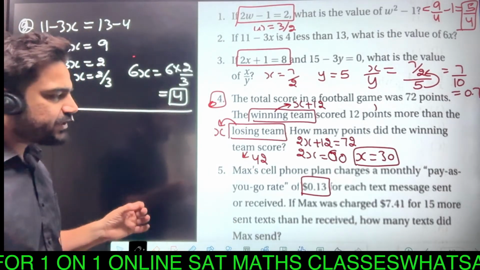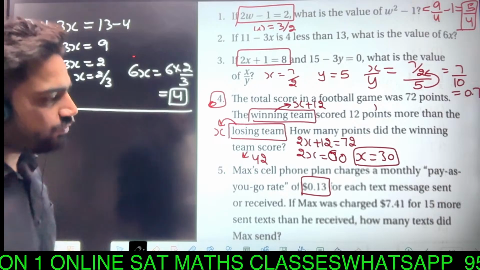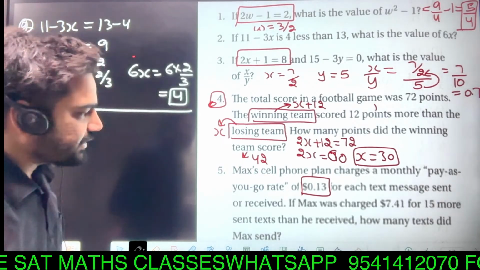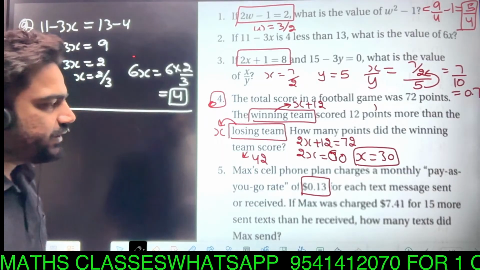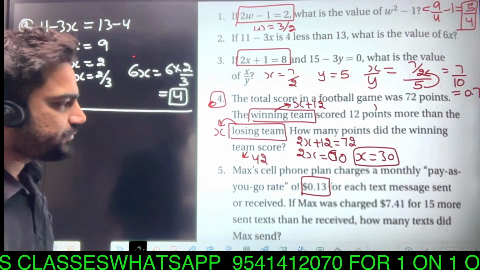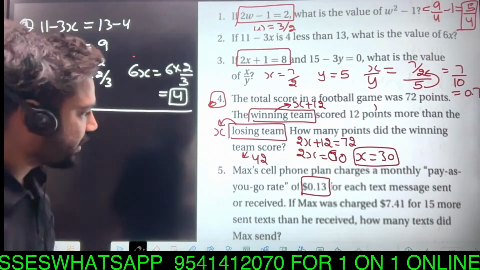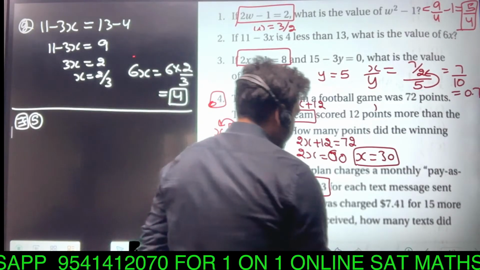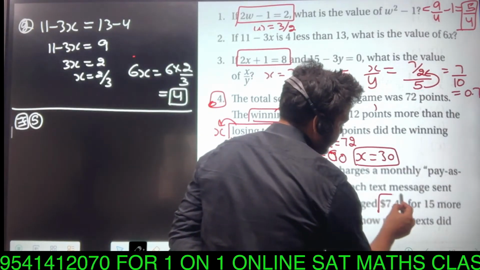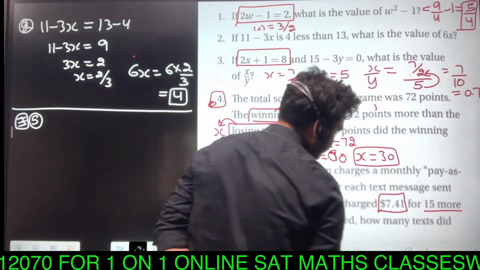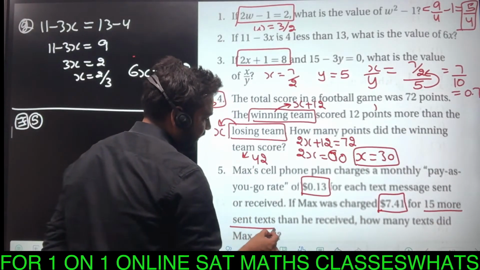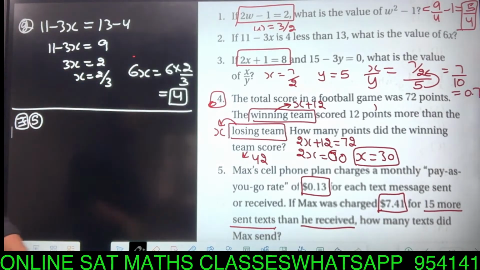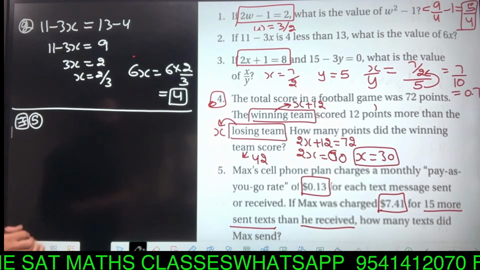If Max was charged $7.41 for 15 more sent texts than he received, how many texts did Max send? The statement is a little bit confusing, so we'll read it more slowly, more patiently. They are saying if Max was charged $7.41 for 15 more sent texts than he received, the total amount that Max has been charged is 7.41.